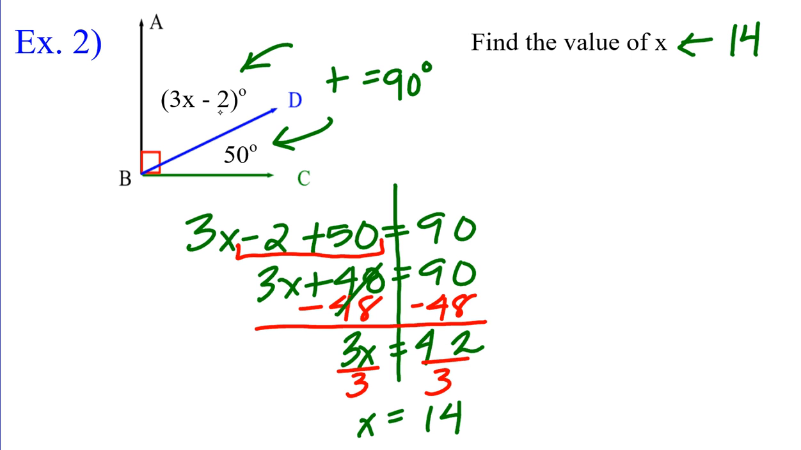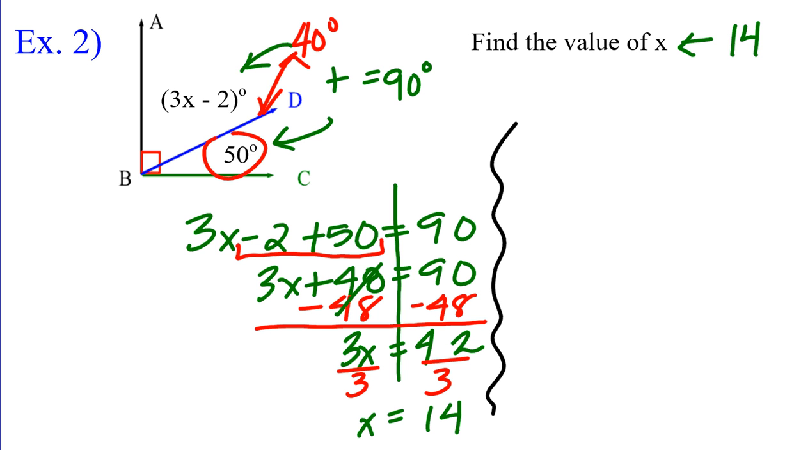This goes back to what we were talking about before. We know if this is 50 degrees, then this side has to be 40 degrees, and if we add them together, we're going to get 90. So we could solve it as a whole like we did just now, or we could have done it a little bit shorter: just take this one side, 3x minus 2, and set it equal to 40 degrees. We could have gone that route.